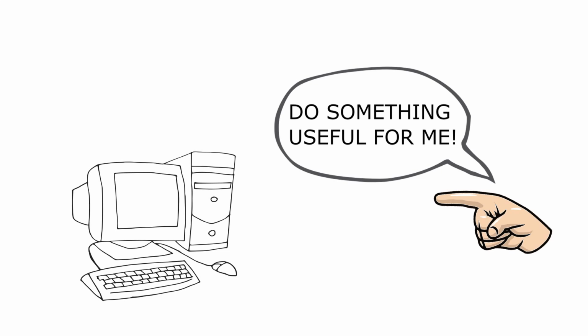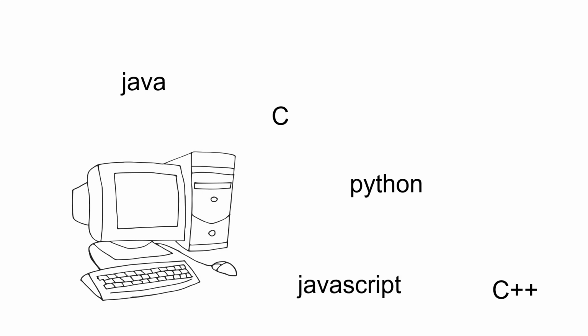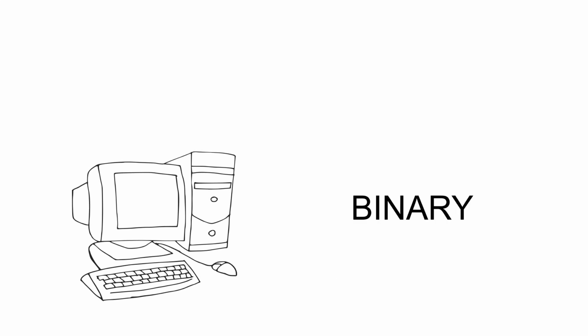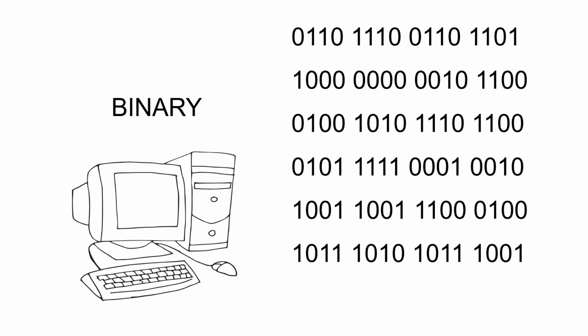Now, there are many programming languages out there, such as C, C++, Java, Python, JavaScript, PHP, etc. Now, in as much as there are many programming languages out there, there's actually only one language that a computer is able to understand directly, namely binary. Now, one may wonder, what is binary? Well, in simple terms, binary is a number system that consists of just zeros and ones.